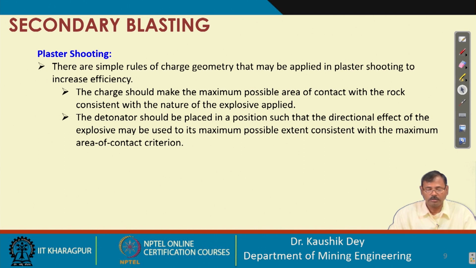Generally in plaster shooting, the charge has to be placed on a clear surface of the boulder. The contact between the boulder rock and the explosive must be very good, and the detonator should be placed such that the directional effect can be utilized for this. We will get to this as we discuss the shaped charge in plaster shooting.